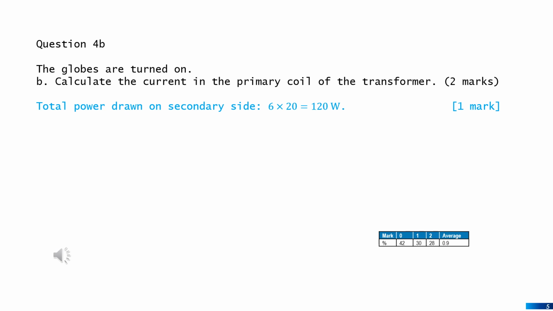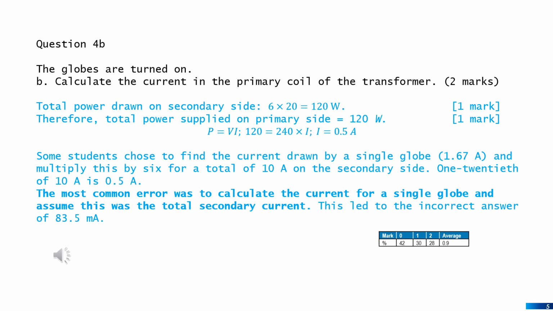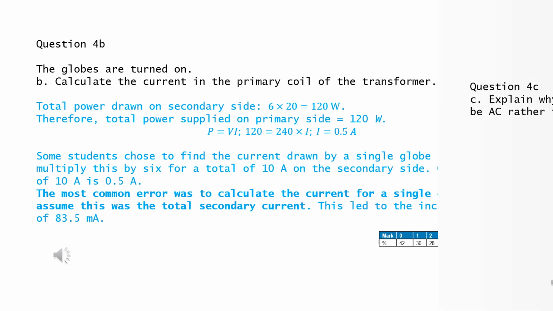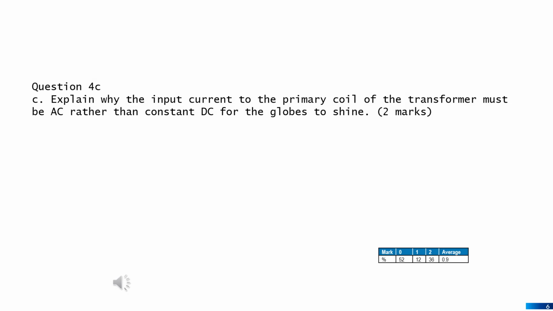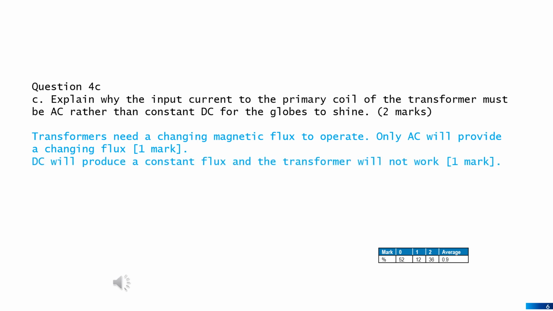Second, calculate the current on the primary coil. The power is the product of voltage and current. Solve the current from the power equation and substitute the values of power and voltage into this equation, then the value of current is acquired. Transformers need a changing magnetic flux to operate. Only AC will provide a changing flux. DC will produce a constant flux and the transformer will not work.